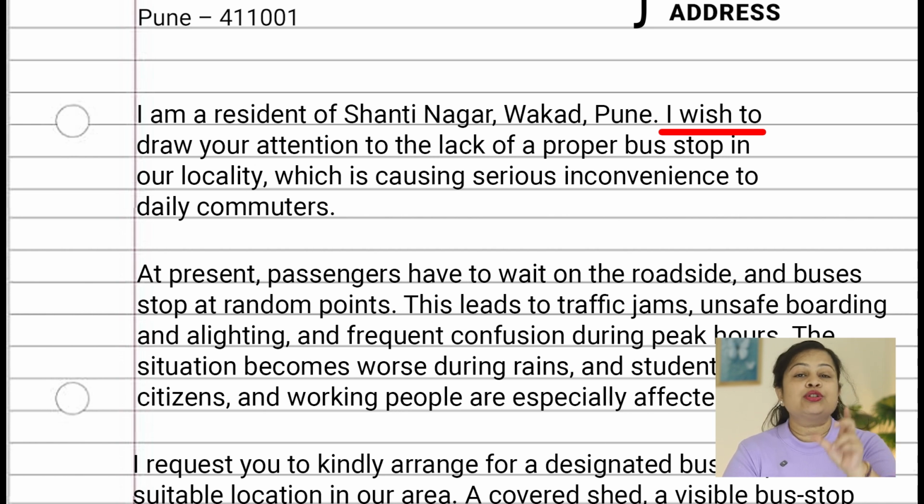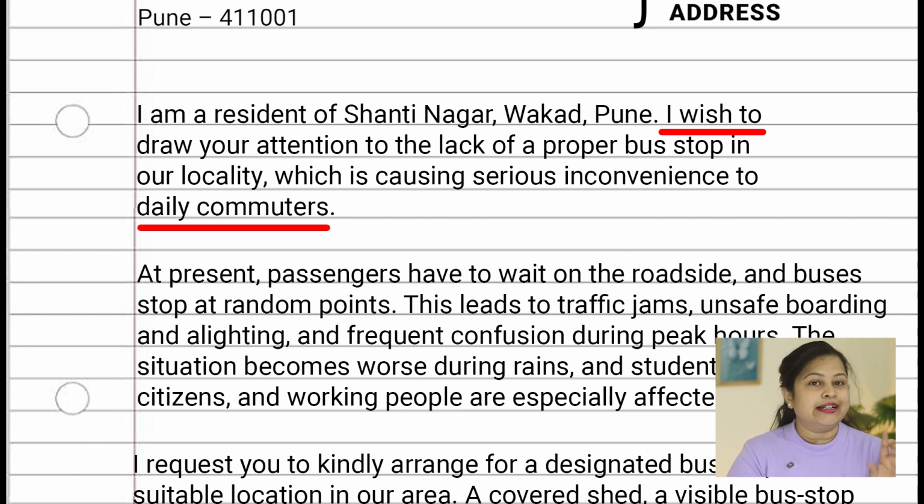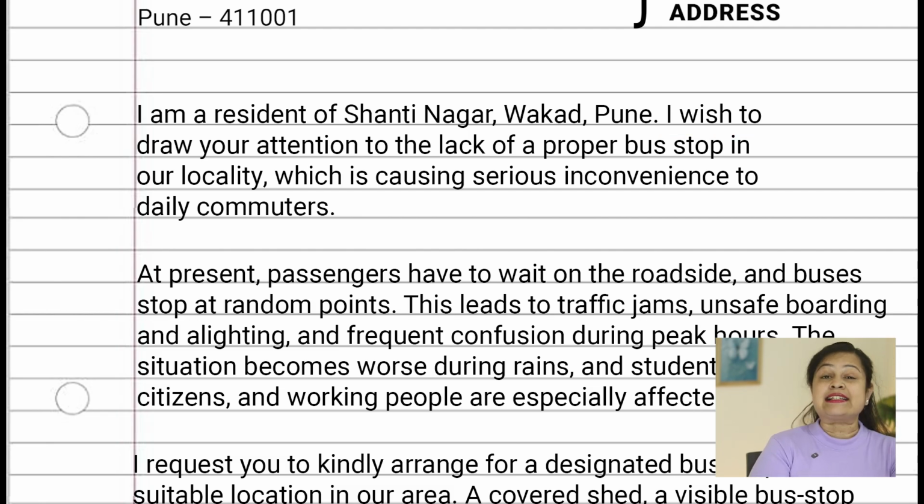Please pay attention to the words which I have used here. Daily commuters. I haven't used daily travelers. Okay. These kind of words, it helps in making good impression in front of the examiner. Okay. Then that was the problem which you addressed in the first paragraph. That's it. Now we'll move on to the second paragraph discussing what is the problem.